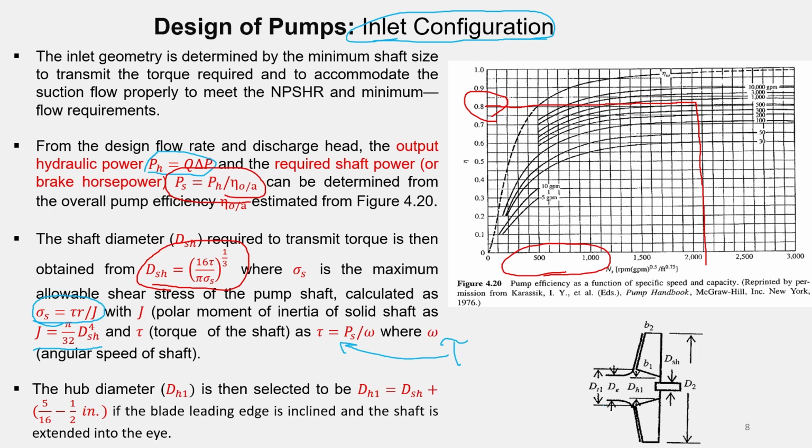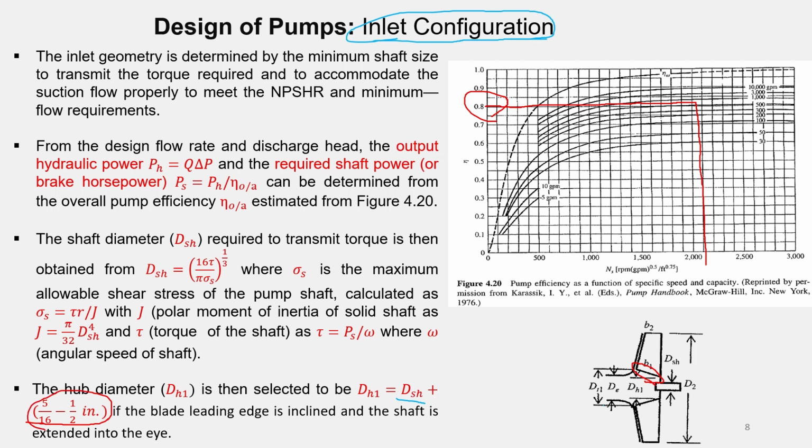Once you get the diameter of the shaft, you can immediately, for example, let us say that you have a leading edge that is inclined this way, then of course the diameter of the hub will be slightly greater than the diameter of the shaft. So it is greater than the diameter of the shaft by this much.